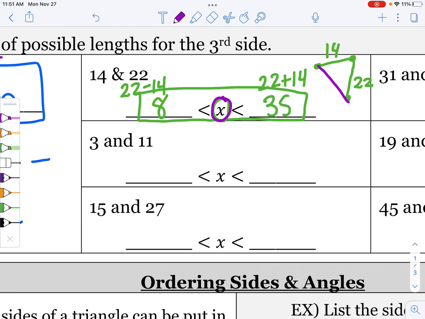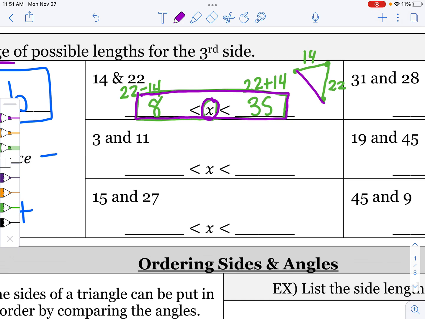Any numbers outside of that range would not satisfy this. So like I immediately know 7 would not work as a third side. 37 would not work as a third side. But 17 would because it falls into this range. Falling into this range between 8 and 35 will make the triangle inequality theorem hold true.